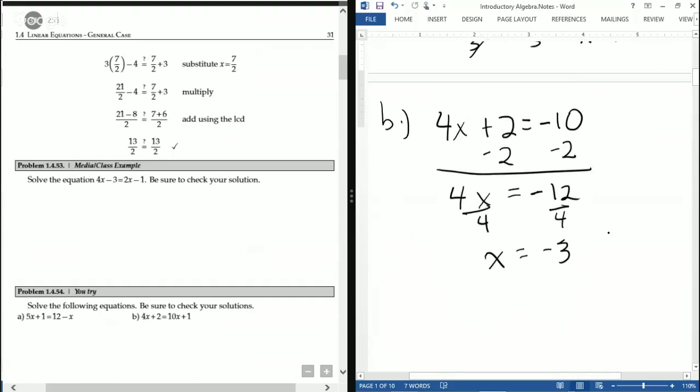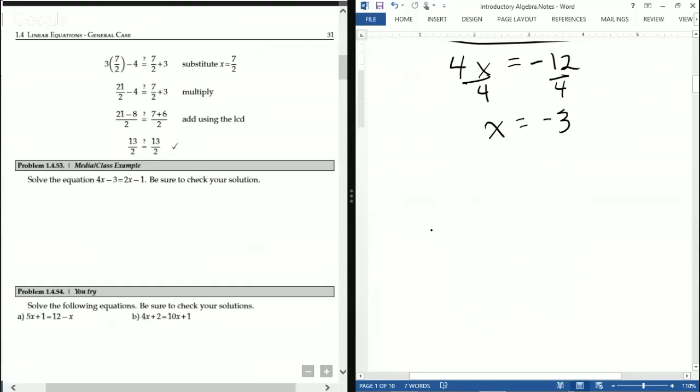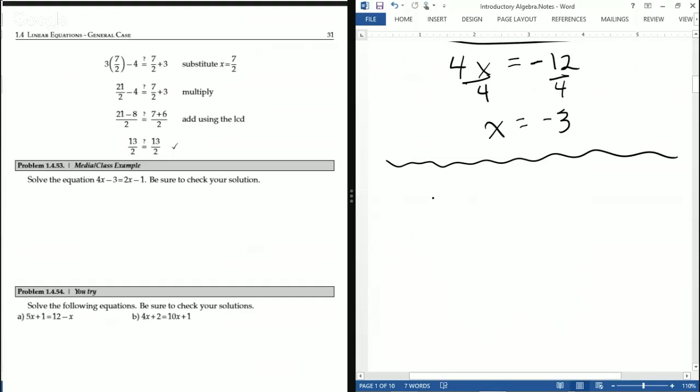So now it's actually our turn. What we're going to do is solve one of these. The media example says to solve the equation 4x minus 3 equals 2x minus 1. So I have 4x minus 3 equals 2x minus 1. So again, variables on both sides. There are several ways to do this problem. What I usually do is I prefer to work with my variables. I try to keep my variable terms, my x terms, on the left-hand side.